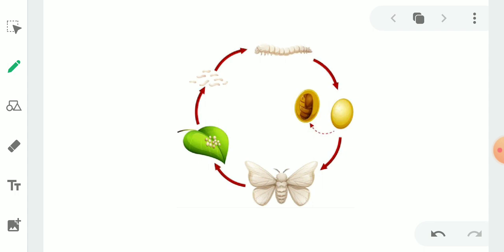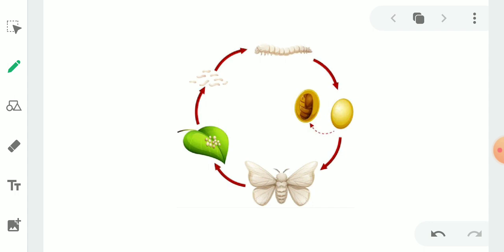So let's get started. Silk fibers are also known as animal fibers. The rearing of silkworm for obtaining silk is called sericulture. Now, let us discuss the life history of a silkworm.